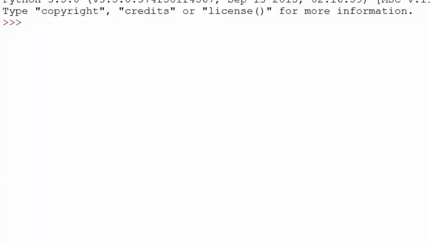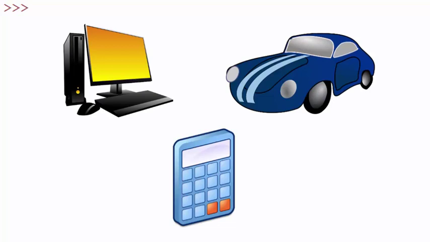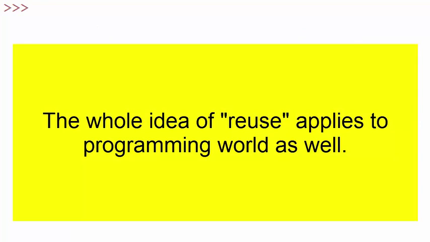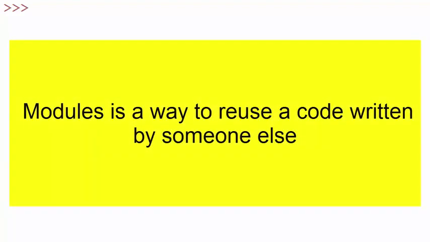In our day-to-day life, we use many devices and tools created by other people. For example, computer, car, and calculator. These are devices created or invented by other people, but once they are invented, we can use them. This whole idea about reusing something applies to the programming world as well. In Python, modules are a way to reuse code written by someone else.